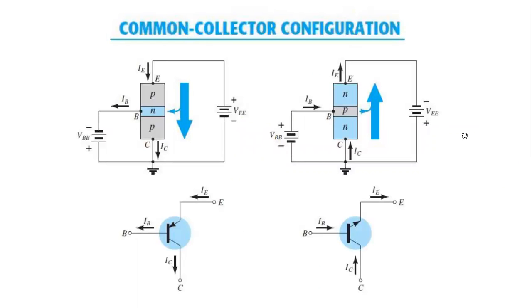So last but not the least, we will see the common collector configuration. From here on, we can predict that now the collector will be common to both the input side and the output side. As you can see here, this is the collector, this is the emitter, this is the base. So the base and collector is the input, and the emitter and collector is the output.